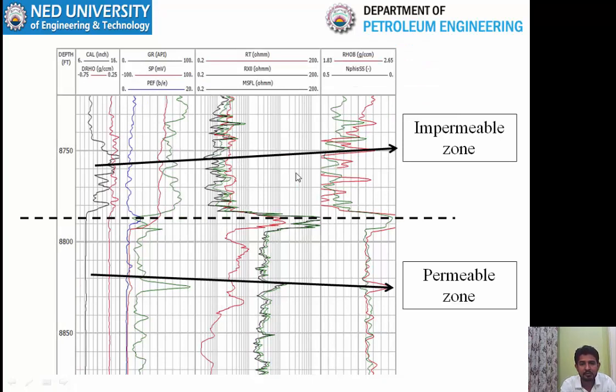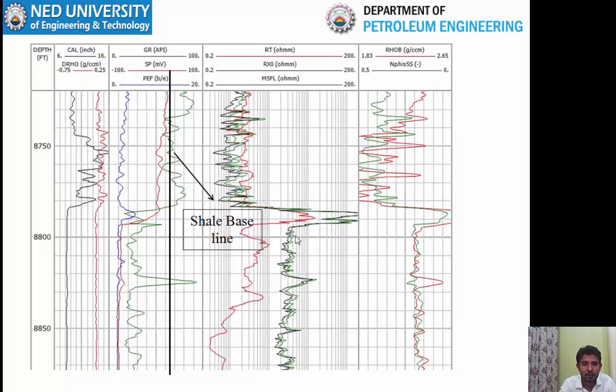I have shown that from the top section to 8790 the zone is impermeable, and from 8790 till the bottom you have the permeable zone. I have said so because of the large separation between the SP value and the shale baseline. The bottom zone has the large deviation from the shale baseline, so this is obviously a permeable zone. And these zones have lower deviation and also have higher gamma ray values. So because of the higher gamma ray values and low deviation, I have called these zones impermeable zones.